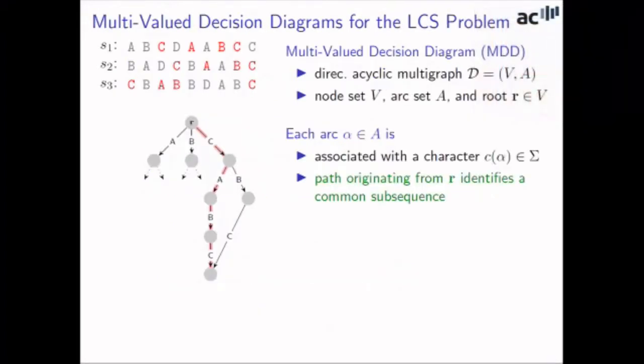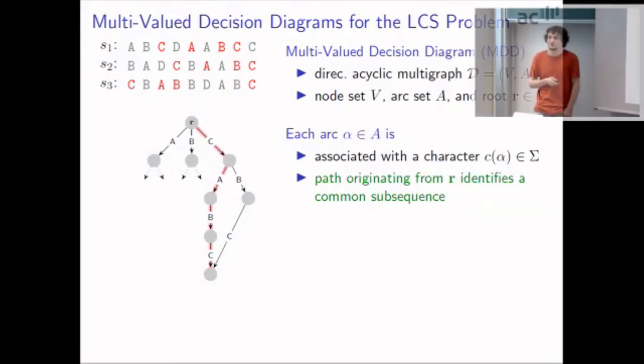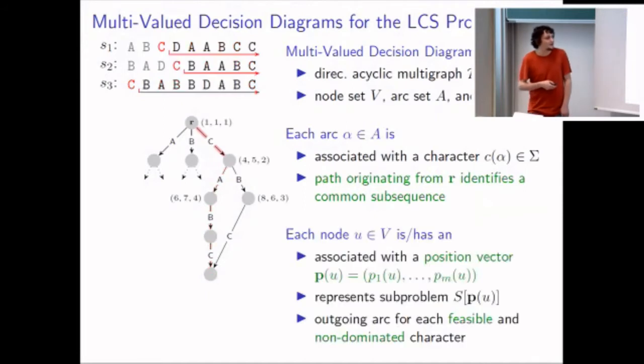Okay, now, a decision diagram in the context of the LCS problem is here defined as a directed acyclic multigraph. We have a root node, and each arc is associated with a character from our alphabet sigma. A path originating from the root node identifies a common subsequence. To compile a decision diagram in a systematic way, we associate each node with a position vector. A position vector contains, for each input string, the start position of the remaining substring which we still have to consider. So we can say that the position vector represents a subproblem which we still have to consider further.